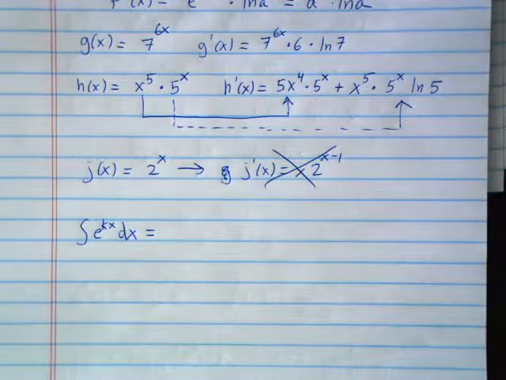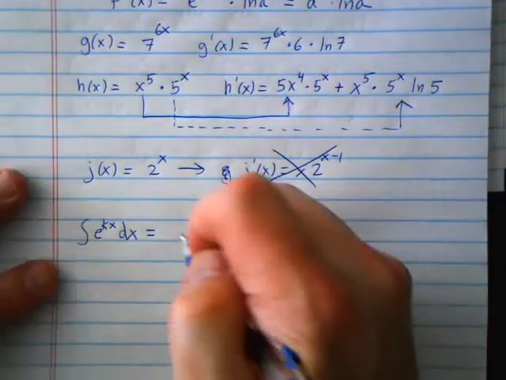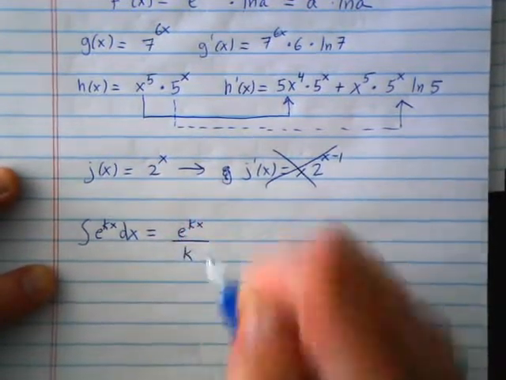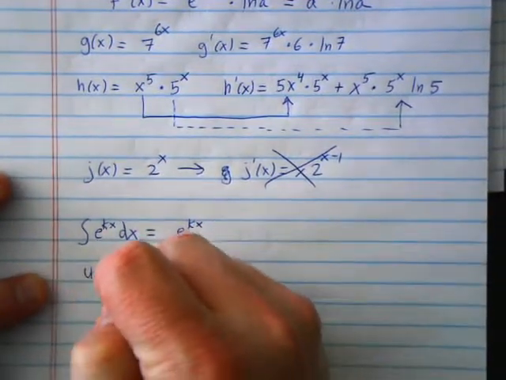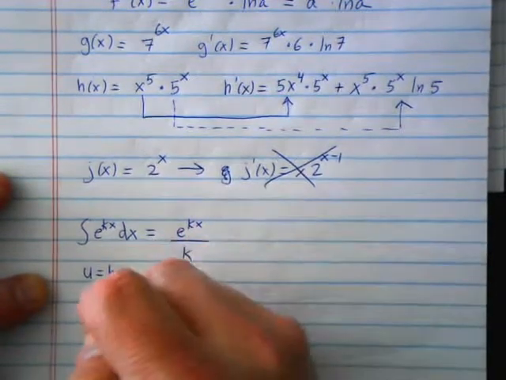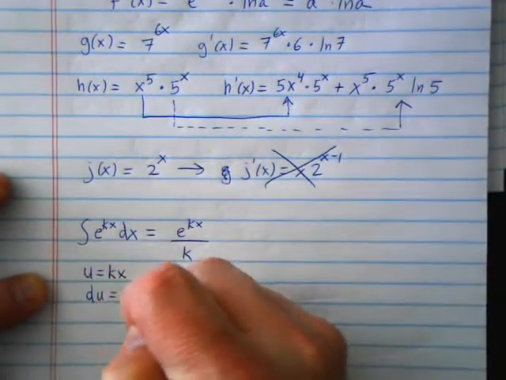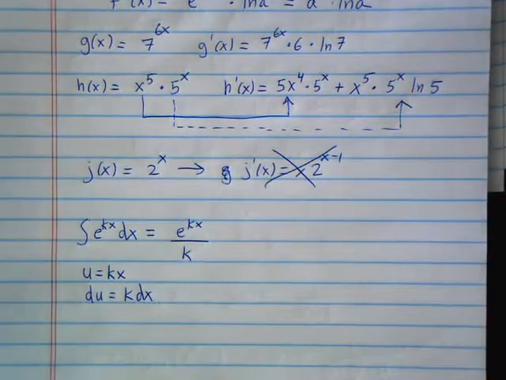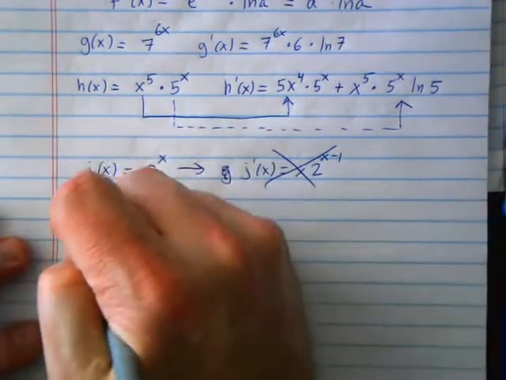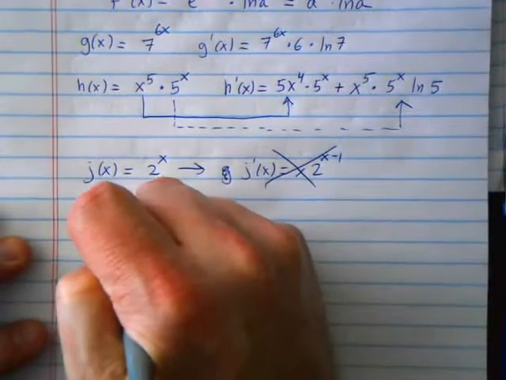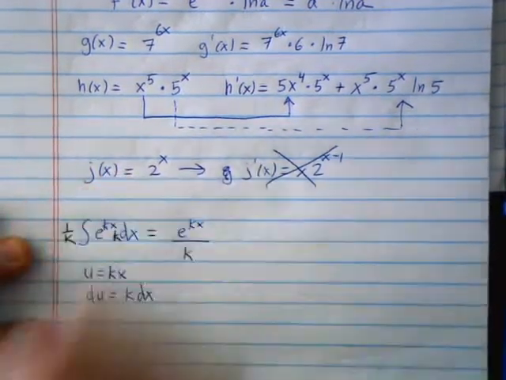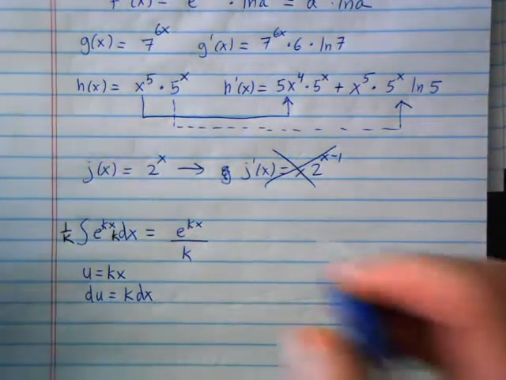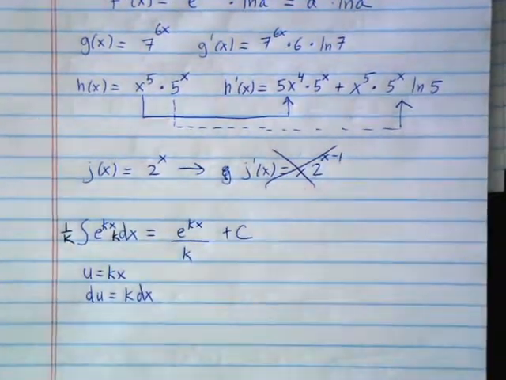E to the kx over k. It would be e to the kx over k. Because what we would have to do there, we'd really have to do a u substitution. U is kx. So du is k dx, which means to make my u substitution work, I would have to slip a k in here, which means I'd have to balance it with a 1 over k. So that's where that 1 over k comes from on the bottom there. And of course, plus c.